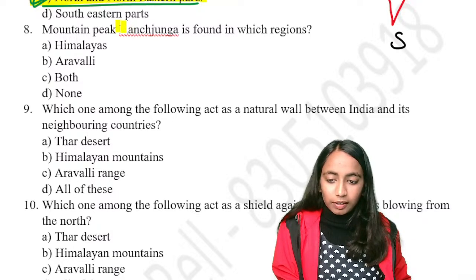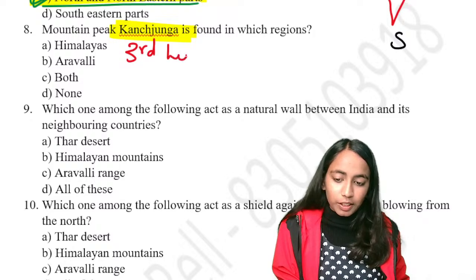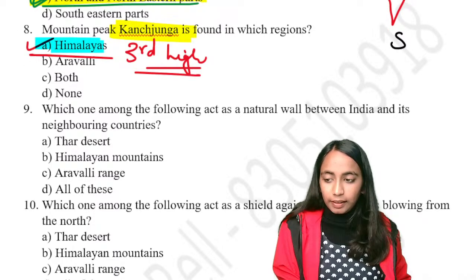So Kanchenjunga is the third highest mountain peak. Where is it? It is in the Himalayas. Where is it located? It is located in the Himalayas. So you have to keep in mind A is the right answer.